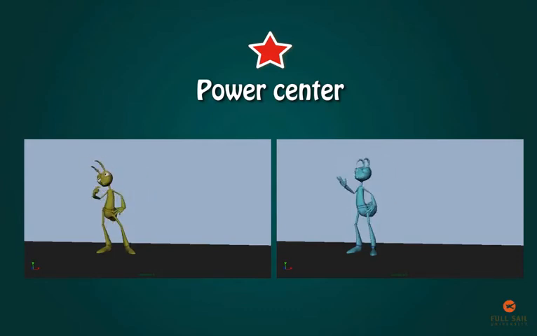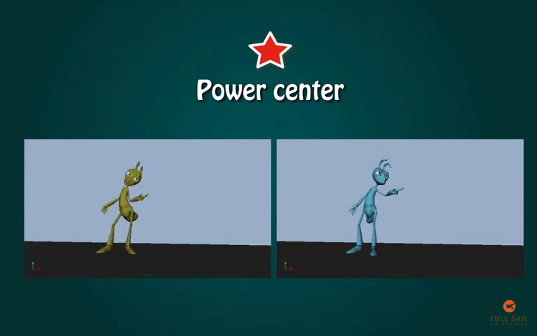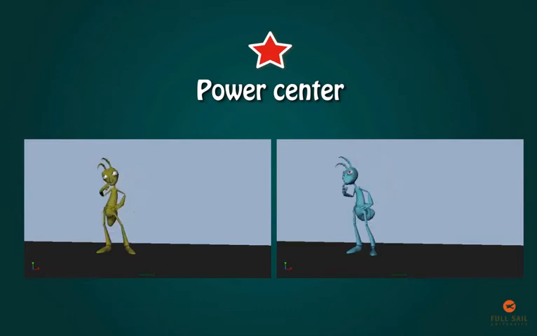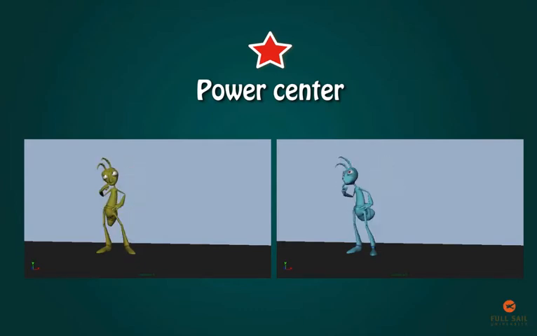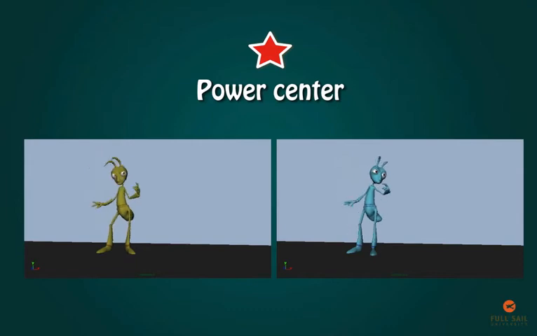In the examples here, the yellow character has a power center around his hips. Notice how the hips lead the action and take the rest of the character with him when he moves. The blue character's power center is near the head. See how the head starts the motion and pulls the rest of the character?